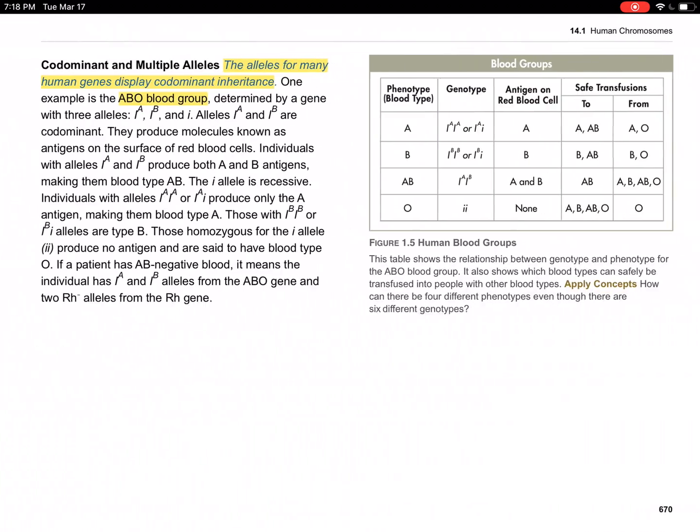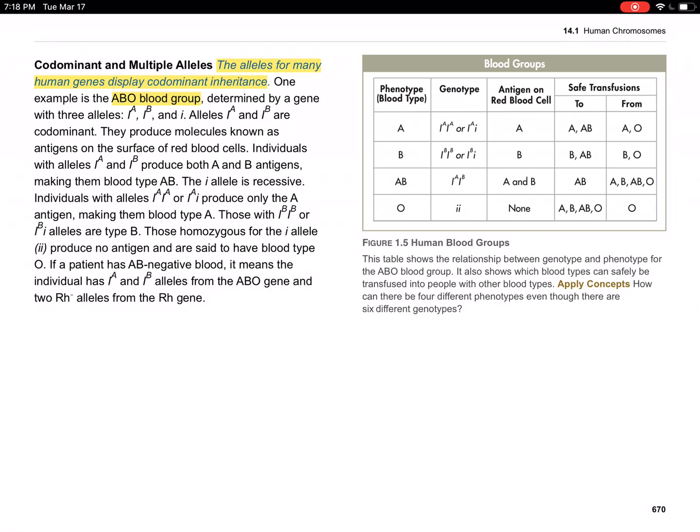Number 3, codominant and multiple alleles. The alleles for many human genes display codominant inheritance. We talked about codominance in a previous chapter, and it is when both alleles are shown equally. The example that we referred to often was if we had a black feathered chicken crossed with a white feathered chicken. The offspring would be a black and white feathered chicken.